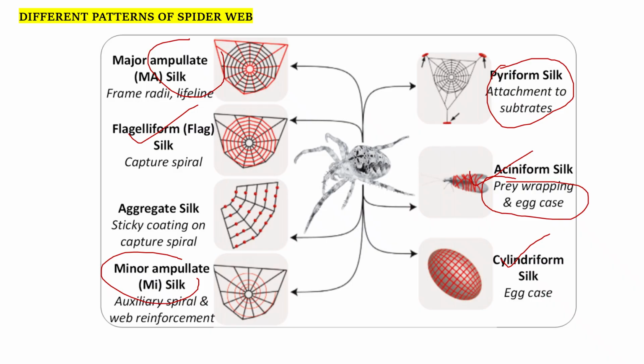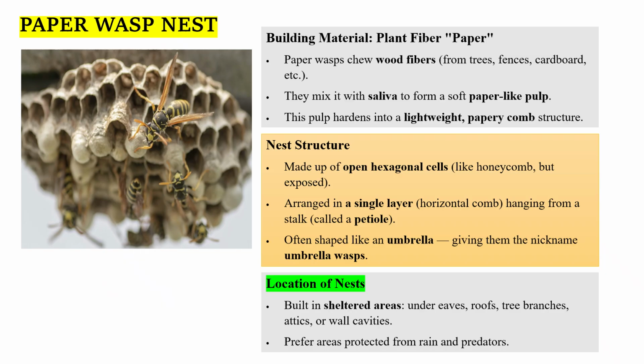We don't have to go into the detail of it, as first year BSc zoology has to study only the material, the common things and the purpose behind the spider web construction. So this is how they construct the nest for their safety. Now the next is the paper wasp nest that we are going to see in the next part. So stay tuned in order to study the paper wasp nest.